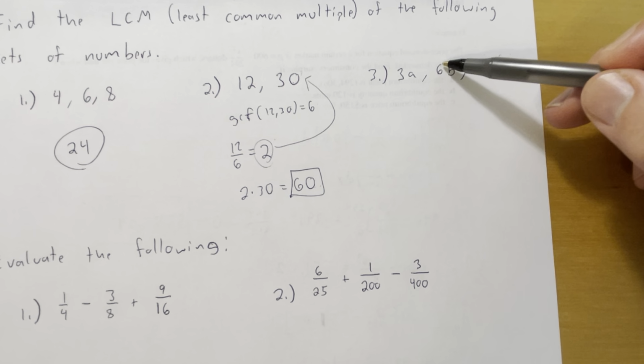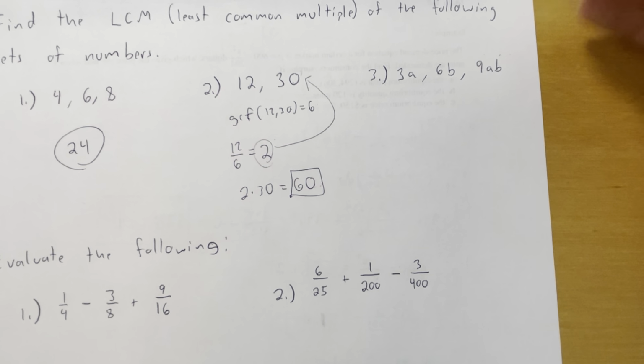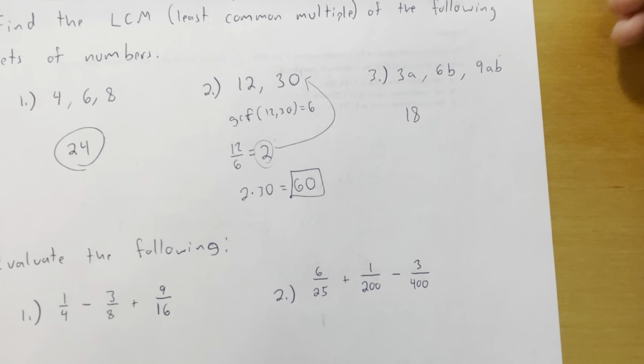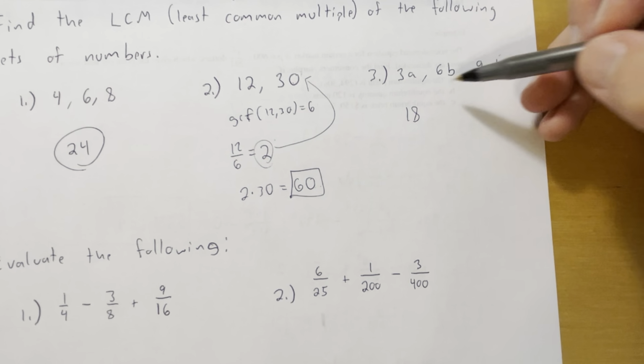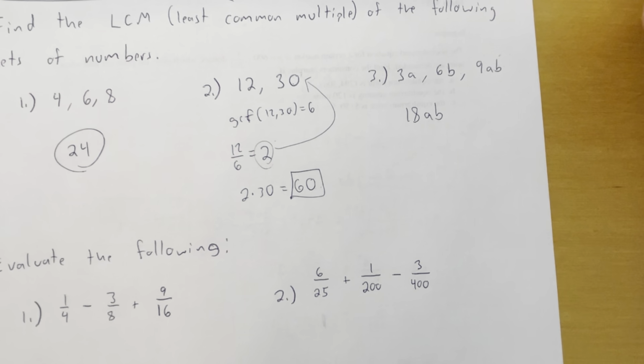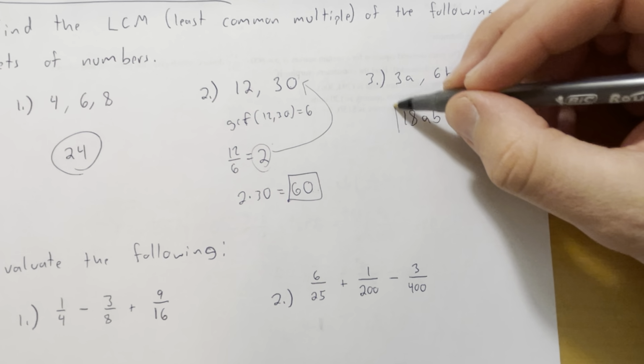9 plus 9 is 18. Does 6 go into 18 evenly? Yes. 6 times 3 is 18. That means 18 is the LCM of 3, 6, and 9. What do I do with the A's and the B's? Well, look at all of them. I have an A and a B and an A and a B. I'm going to put AB in my LCM, and that's going to be my LCM.